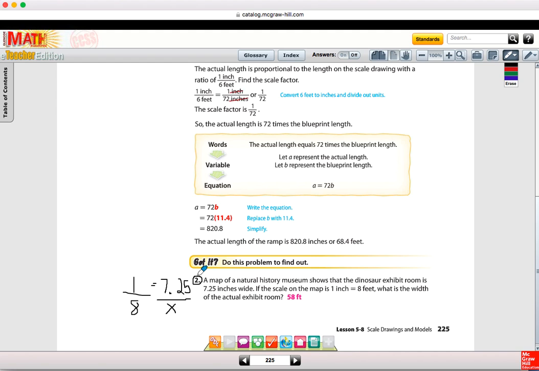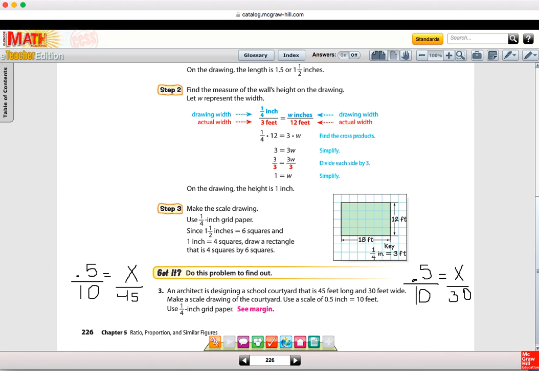A map of a natural history museum shows the dinosaur exhibit is 7.25 inches wide, and the map is 1 inch equals 8 feet. So we have 1 inch equals 8 feet, and then 7.25 equals x, the actual. And when you cross multiply or use those cross products, 8 times 7 1/4 is 58 feet.